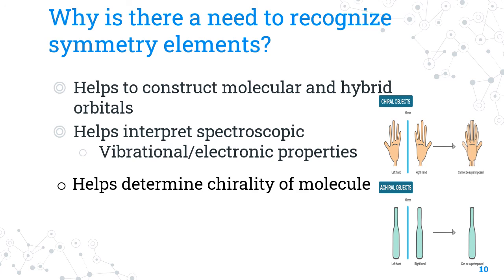And lastly, it helps determine the chirality of a molecule. A chiral object is one that is said to be distinguishable from its mirror image. An easy example is your hand, left and right hand. They're mirror images, but when you superimpose them, they do not match up.